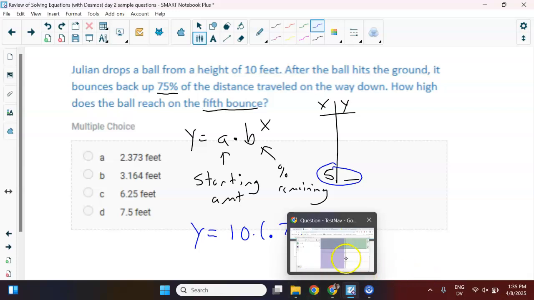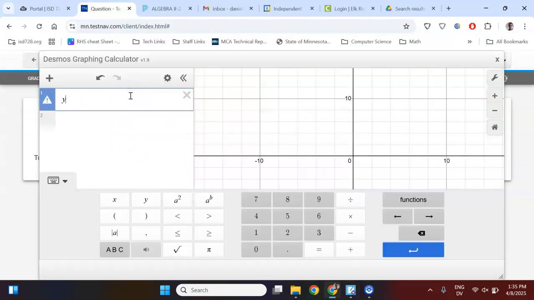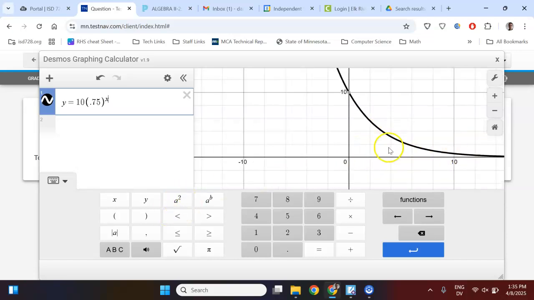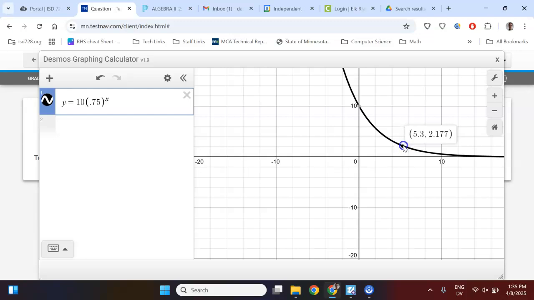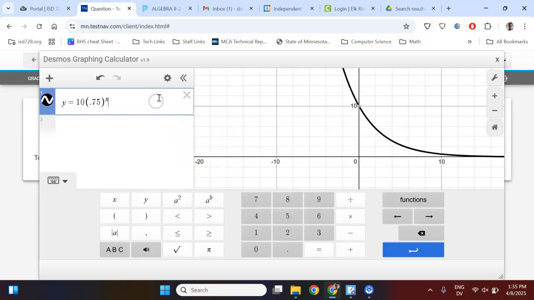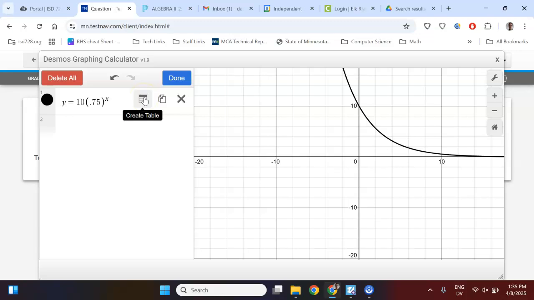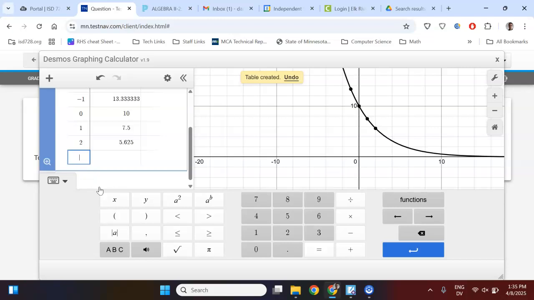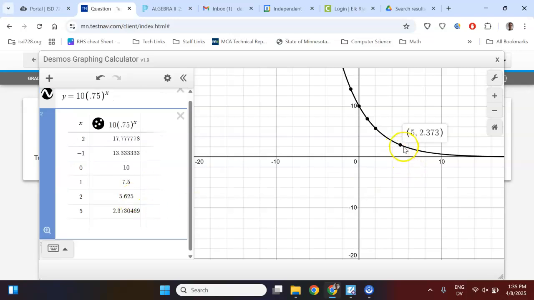So let's load up our Desmos here and just type that in. y equals 10, 0.75 to the power x. Again, you can get all those keys down here. I'm typing them on my keyboard, but you can certainly use the square thing there. And you can see the graph in the 5th bounce, and we could try to zoom in actually. The 5th bounce looks like it's going to be about 2.3-ish or something like that. But I think there's a way inside here you can just click create table. And then you can see, well, it doesn't have all the points we need actually. But I'm just going to type in 5 for x, and then it makes a point at 5, and it shows you the number there.